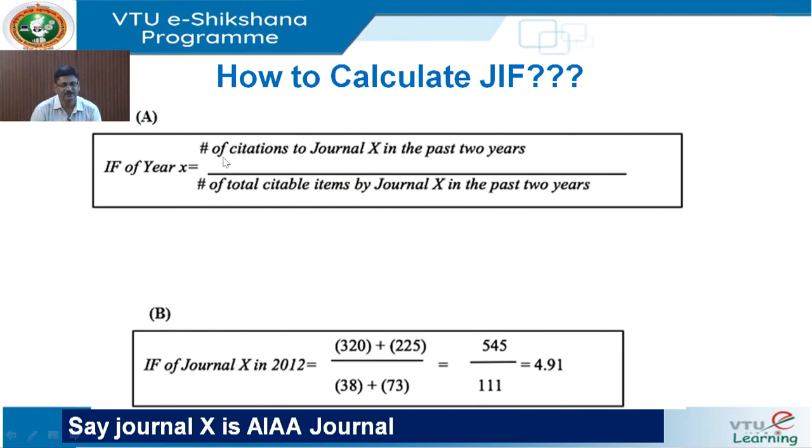For a year X, we take the citations of journal X in the past 2 years and the total citable items published in the journal in those years. For example, say this X is an AIA journal and we are computing the impact factor for 2012. Then the number of citations received divided by the number of articles published, that is 545 divided by 11. This is the citation impact factor of the journal.